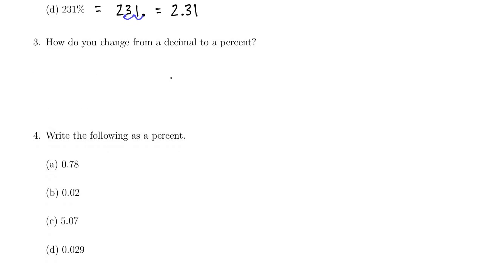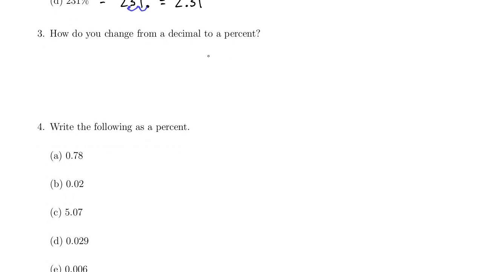Okay, 3 says, how do you change from a decimal to a percent? Okay, so let's go back to our example of 0.7. How do you change this to a percent? And really the procedure is just to do the opposite of what we've been doing. So we're going to move the decimal 2 places to the right. Okay, 1, 2, just the opposite. So our decimal is now going to be right there. We have to fill in with a 0.